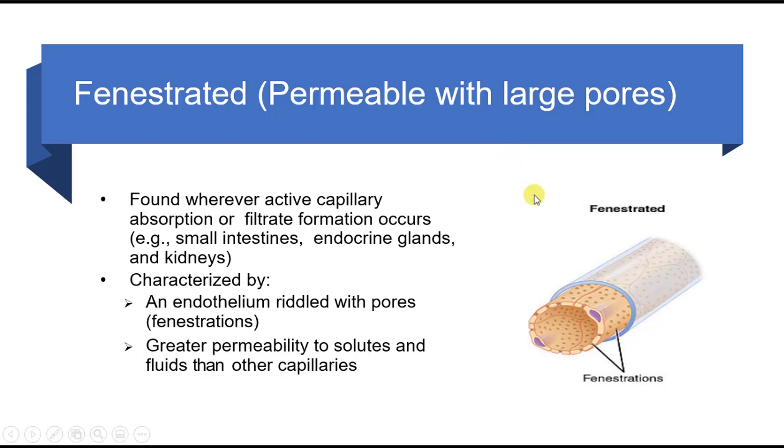And if you see this diagram, you can see that the basement membrane is surrounded by the endothelial membrane. And the endothelial membrane consists of small pores or small holes inside the endothelium. These holes or pores are called fenestrations, and these fenestrations allow a fairly large number of solutes and other molecules to pass through them. This type of capillary is present in the small intestine, endocrine glands, as well as in the kidneys. So this is all about the fenestrated capillary.